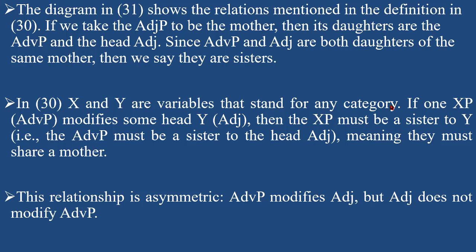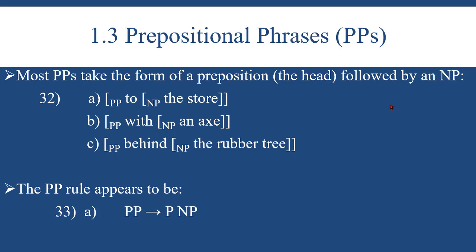This relationship is asymmetric. Call it asymmetric. Adverb modifies adj, but adj does not modify adverb. So it goes only in one direction. All right, that's why it is asymmetric. The adverb modifies adj, but adj doesn't modify adverb.